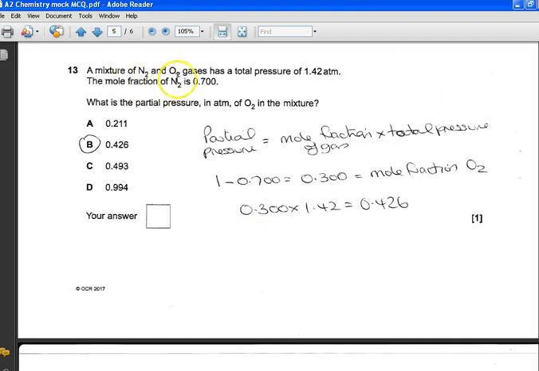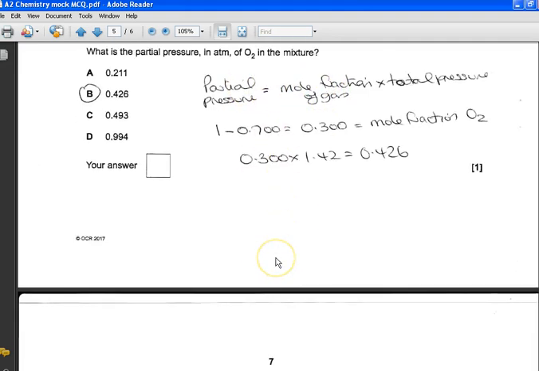Okay, so nitrogen and oxygen gases, you're given the total pressure and you're told the mole fraction of nitrogen is 0.7, and asked for the partial pressure of oxygen. So obviously this equation you need to know: mole fraction of gas times total pressure equals partial pressure. So we've got the partial pressure of the nitrogen, and the total pressure will be 1, so that gives us the mole fraction of O2, and then put that into that equation. It's pretty straightforward. But obviously if you've forgotten that equation, you'll struggle.